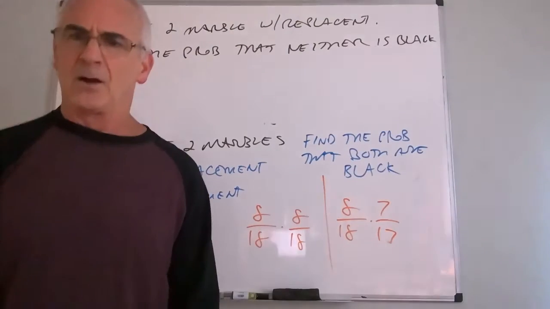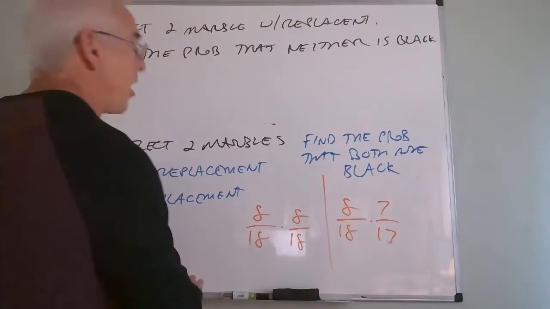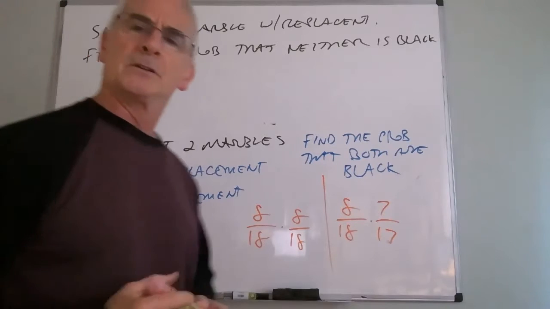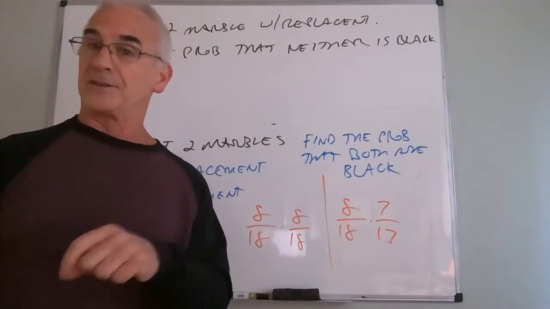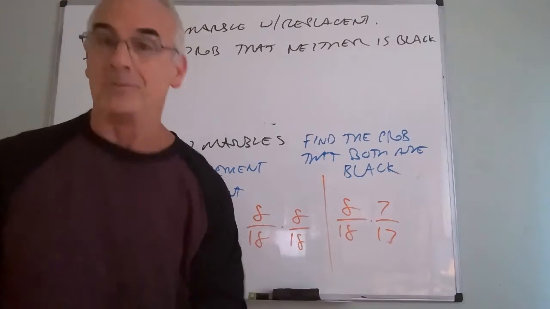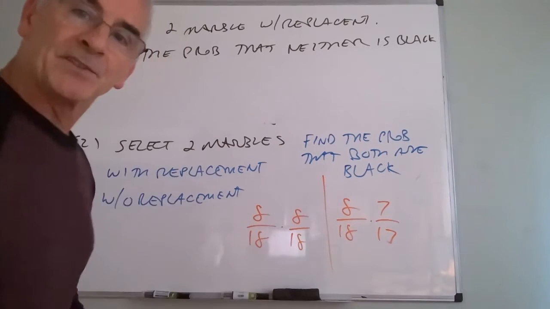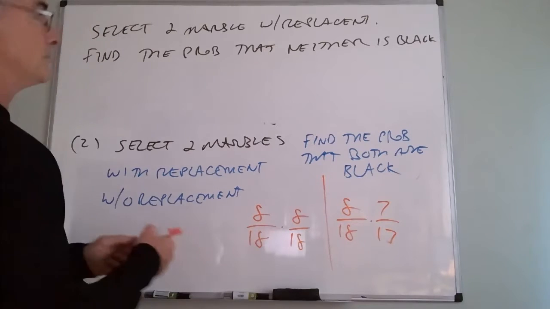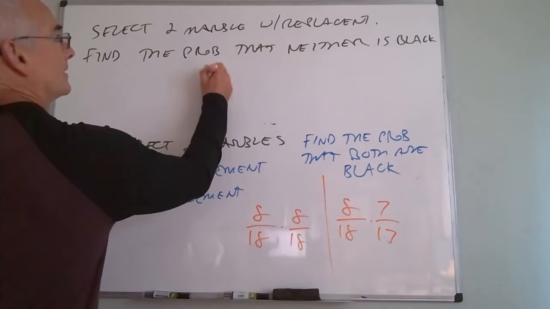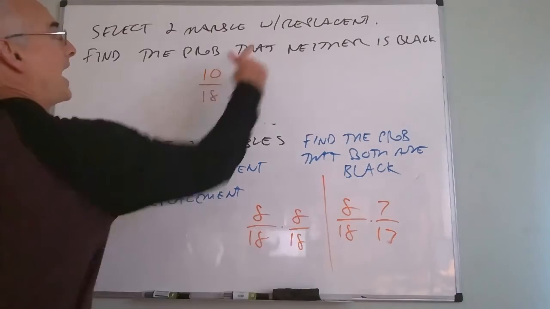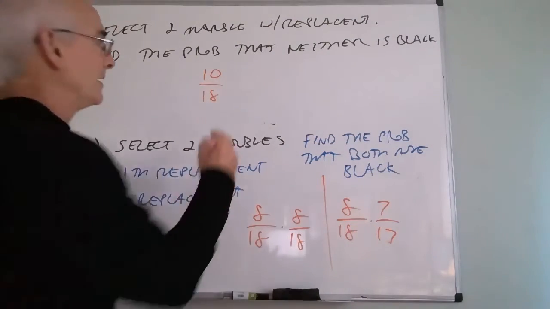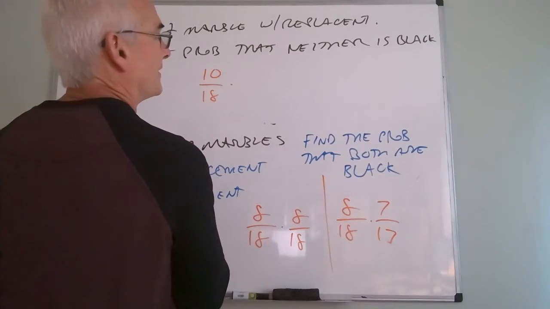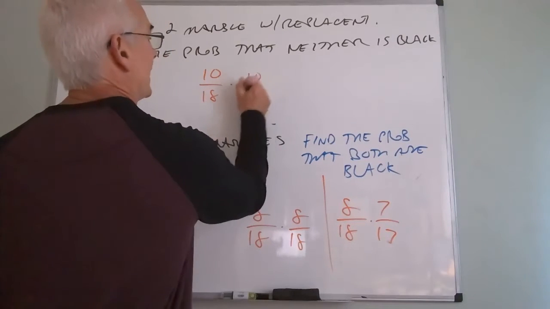How do I do that? Well, how many not black marbles did we have? We had 18 marbles, 8 of them were black, so 10. Do you agree? So I'm going to select a not black marble. What's the probability? 10/18. I said with replacement. So what's the second choice going to be? The same thing.